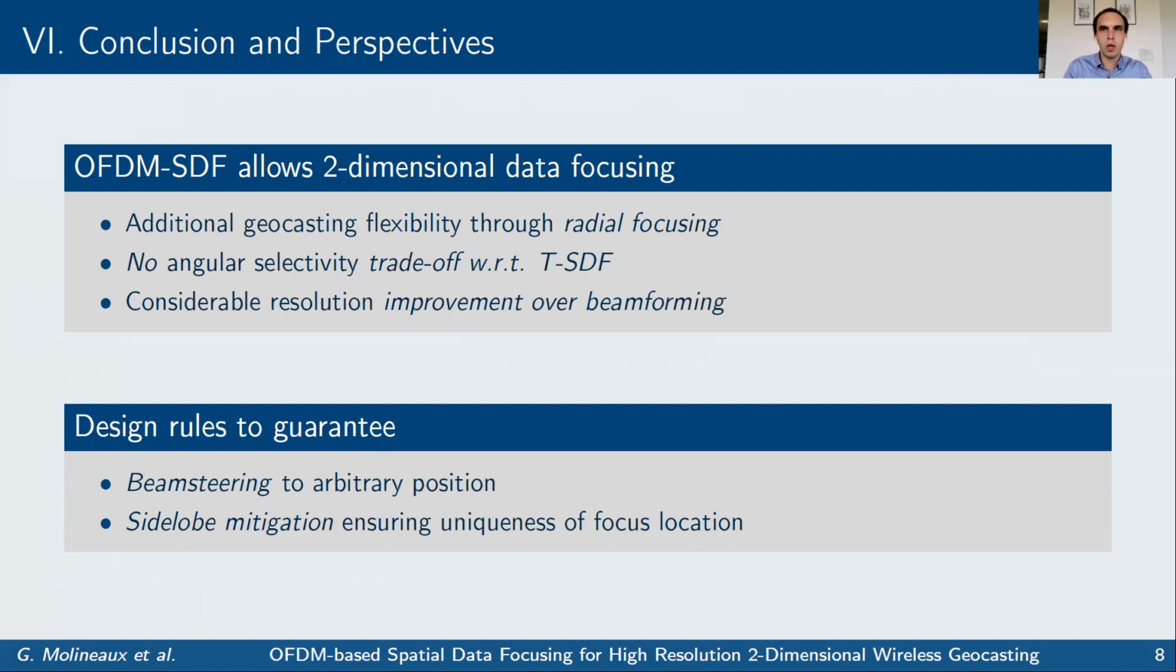When compared to time-based spatial data focusing and beamforming, both of which are restricted to angular focusing only, we have thus created an additional geocasting flexibility thanks to the radial focusing aspect. We do not have any trade-off with respect to angular selectivity compared to time-based spatial data focusing, and we also maintain the resolution improvement over beamforming that was already present for time-based spatial data focusing. On top of that, we were able to define design rules that guarantee beam steering to any arbitrary position, and also side lobe mitigation that ensures the uniqueness of our focus location.